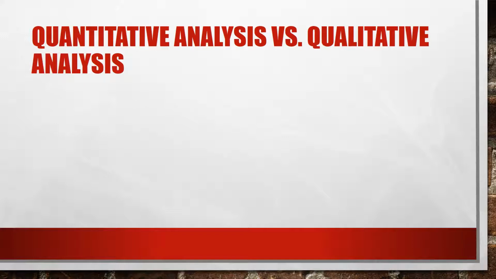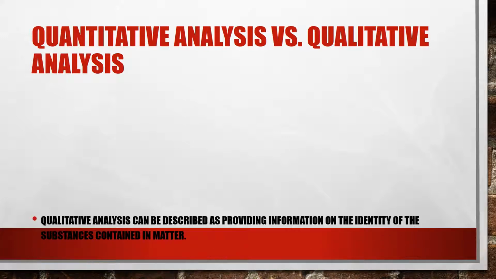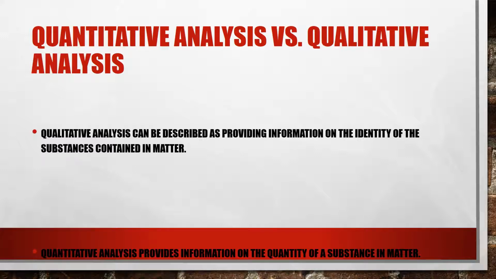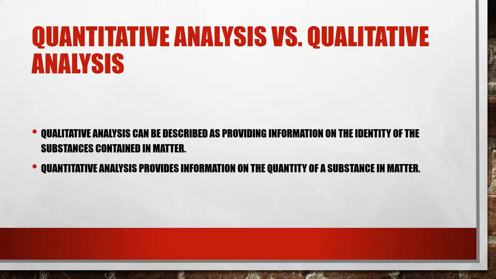In analytical chemistry, there are two main types of analysis: quantitative analysis and qualitative analysis. Qualitative analysis can be described as providing information on the identity of the substances contained in matter, while quantitative analysis provides information on the quantity of a substance in matter. Simply put, quantitative analysis tells us how much of a substance is in a solution, while qualitative analysis tells us the identity of a substance.